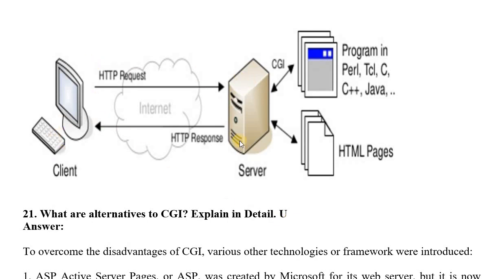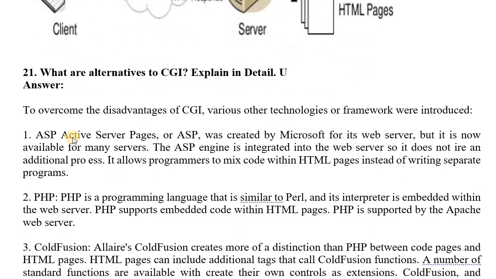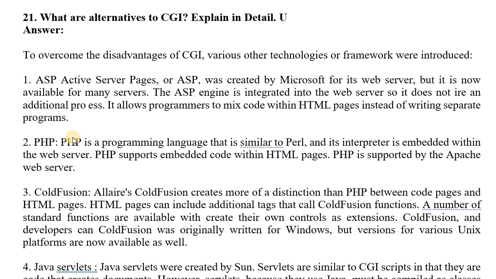The client sends the request, the server will receive the request. The CGI program, which is written in Perl, C, or C++, will be executed. The response will be given, and the response will go from the server to the client. Now, as I told you, there are certain alternatives to CGI.